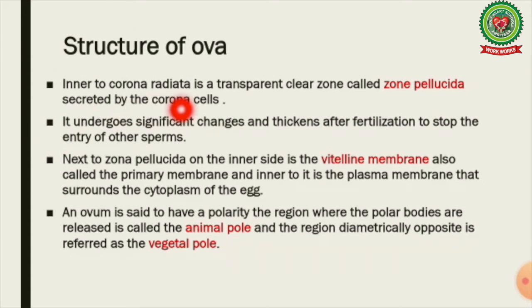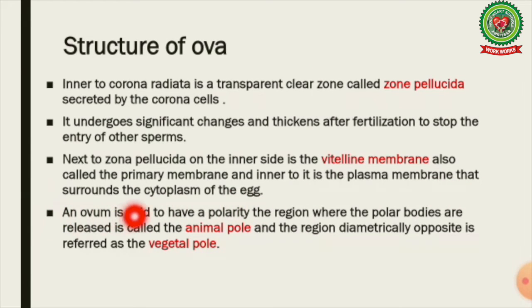Inner to corona radiata is a transparent clear zone called Zona Pellucida secreted by the corona cells. It undergoes significant changes and thickens after fertilization to stop the entry of other sperms. Next to Zona Pellucida, on the inner side is the vitelline membrane, also called the primary membrane, and inner to it is the plasma membrane that surrounds the cytoplasm of the egg.